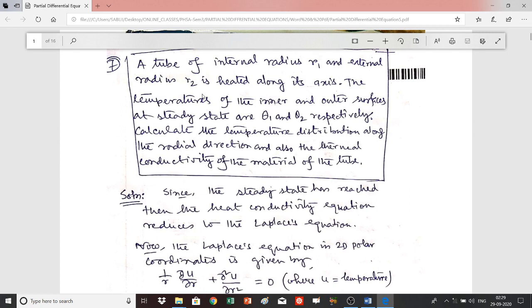So from this problem, you have to remember two things. Number one is steady state. Here steady state is mentioned, so just remember this one, steady state. And then another one is the distribution along radial direction, and these two terms will be referred to in this problem. So just remember steady state and radial direction: the distribution of temperature along the radial direction.